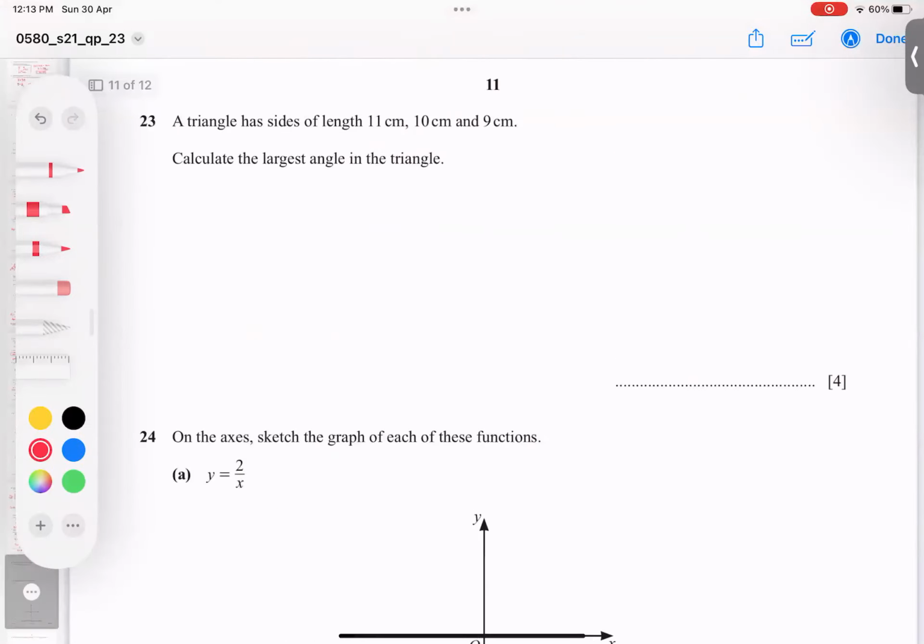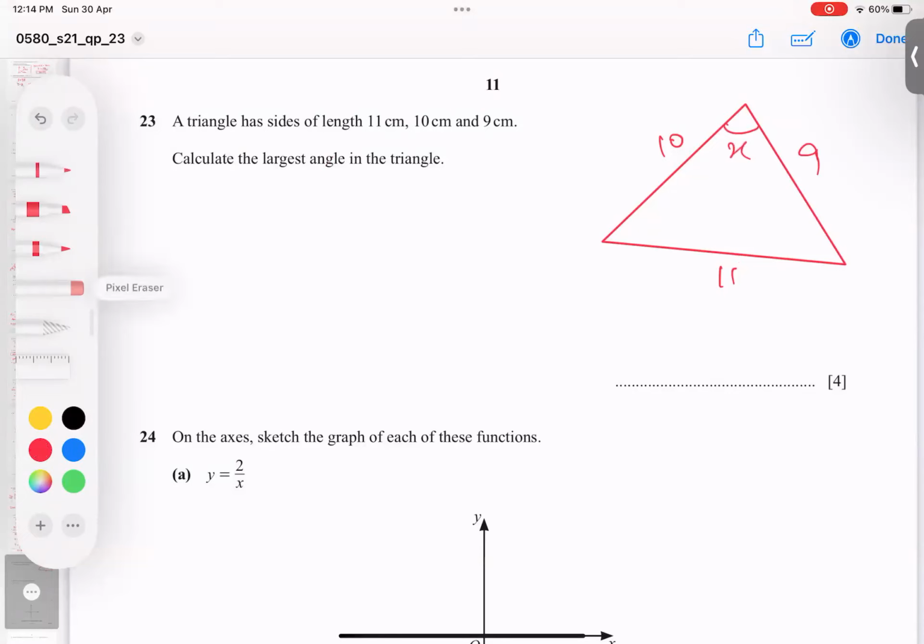A triangle has sides 10, 11. For example, make this one 10, 9, and 11. 11 is the largest side, so make sure the angle in front of the largest side is called the largest angle. Okay, students, so I can apply the formula. If you recall, you give the angles, you can label them A, B, C. In front of A, this is called small a. In front of C, this is called small c. This is called small b.